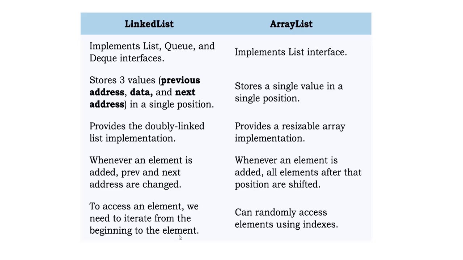Whereas in case of array list, you can randomly access elements using indexes. So suppose if you have any process which involves a lot of retrievals of the data which is already present, then go for array list. If you want to insert or delete any data, then go with linked list. So these are the major differences between linked list and array list.